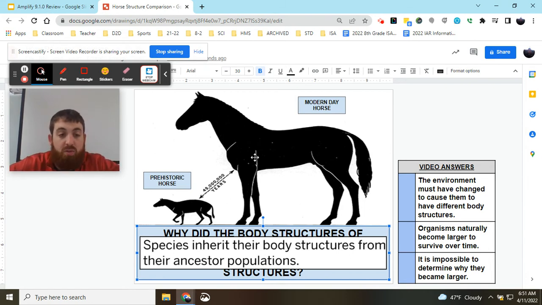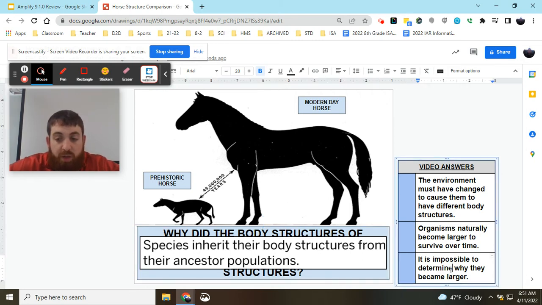We know that species don't change for no reason. In our previous unit, we talked about natural selection and this idea that our environment can cause species to change along with other factors. So the first one, it's impossible to determine why they became larger. Well, that's not true. We can look at the fossil record, we can look at the environment, we can look at the lifestyle of these species over time, and they can be used as evidence to determine why they went from these smaller horses to these larger horses.